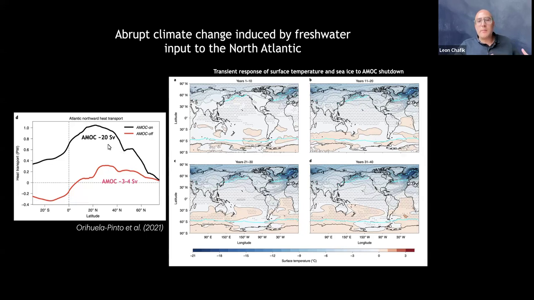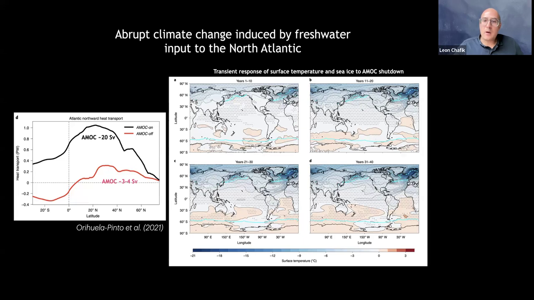But imagine that you dump a lot of fresh water into the North Atlantic. You can do this in the model world, where you can add fresh water into the North Atlantic and see how the system responds to that. And clearly, as you see here in the red curve, we move from 20 Sverdrups, that is 20 million cubic meters per second, to about 3.4 Sverdrups. So that's a large reduction in the AMOC. And in the heat transport, we're moving from around 1 petawatt to about 0.2 petawatts. So that's a huge reduction in the heat transport by adding fresh water to the system.